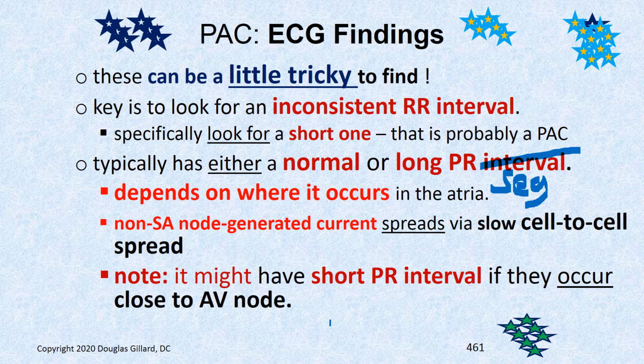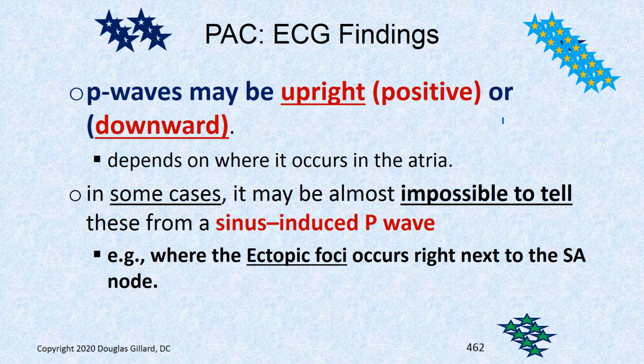Okay. So note a PR interval. It might have a short PR segment. That's what we're talking about. It could be the interval as well, but really I'm looking at those segments if it occurs close to the AV node. Okay, this is definitely the RR interval we're looking at. So I'll show you in a second. So the P waves may be upright or positive or up pointing, or they may be downward, or they may be negative. Right? Depends where in the atria it occurs.